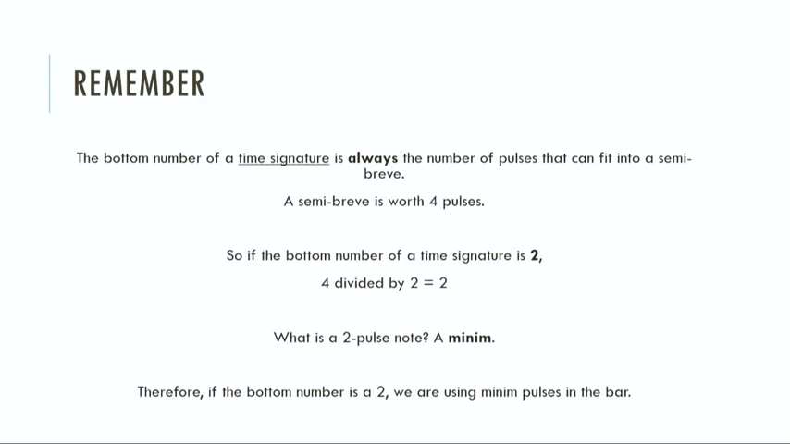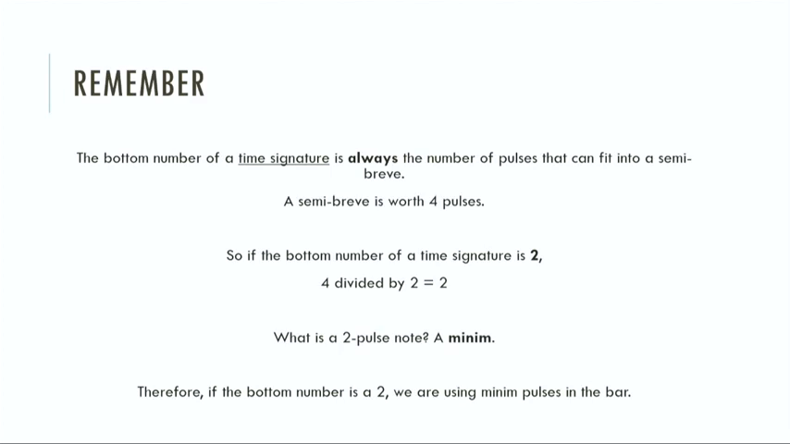The bottom number of the time signature is always the number of pulses that can fit into a semibreve. Okay, and a semibreve is worth 4 pulses altogether. So if the bottom number of a time signature is 2, you say 4 divided by 2, and that equals 2. So we know that we're working with minims because minims are worth 2. All right. Remember when we were working with 4/4 time, for example, if we were to say 4 divided by 4 is equal to 1, a 1 pulse note is a crotchet. And that's how it works. So that's just a reminder for you.